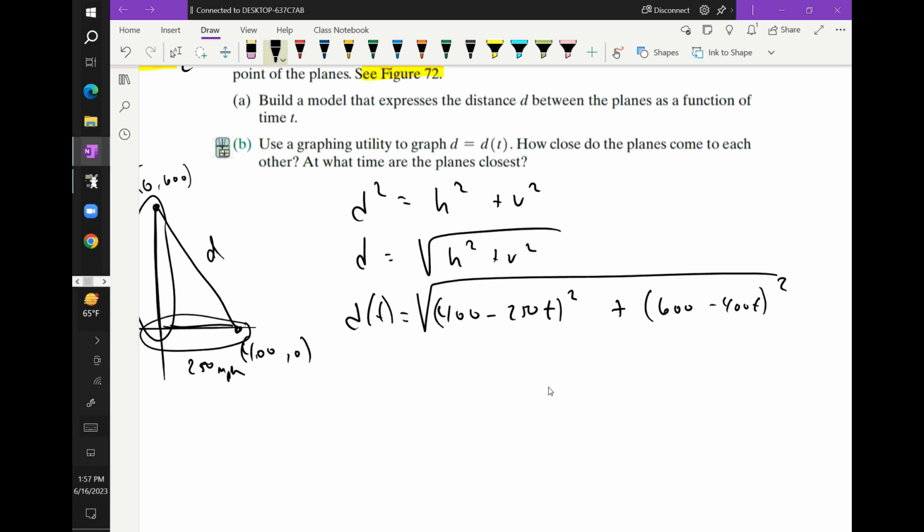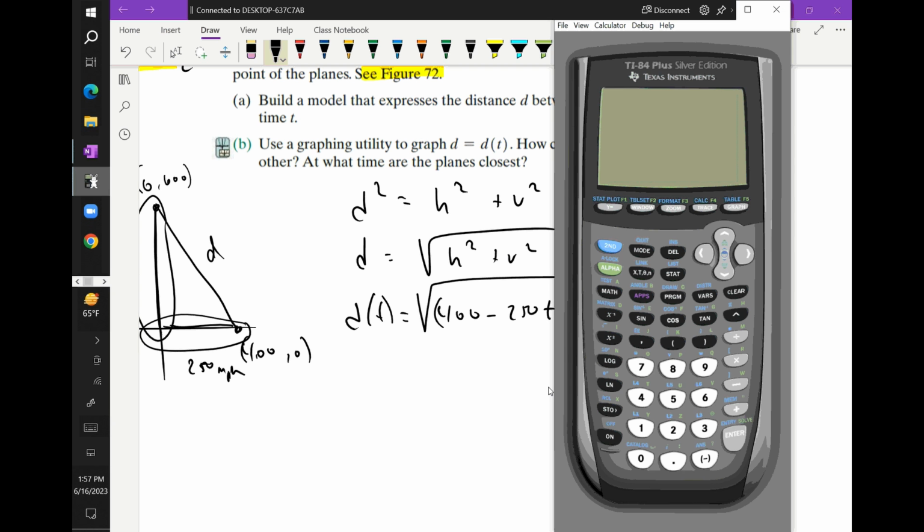If we want to do part B, it says use a graph utility to graph the distance, and then find how close the planes come to each other and at what time that happens. So we want to figure out the corresponding y value and the corresponding x value, if x is t. Let's go back to our graph. Let's go to y equals again. I just have to turn the calculator on.